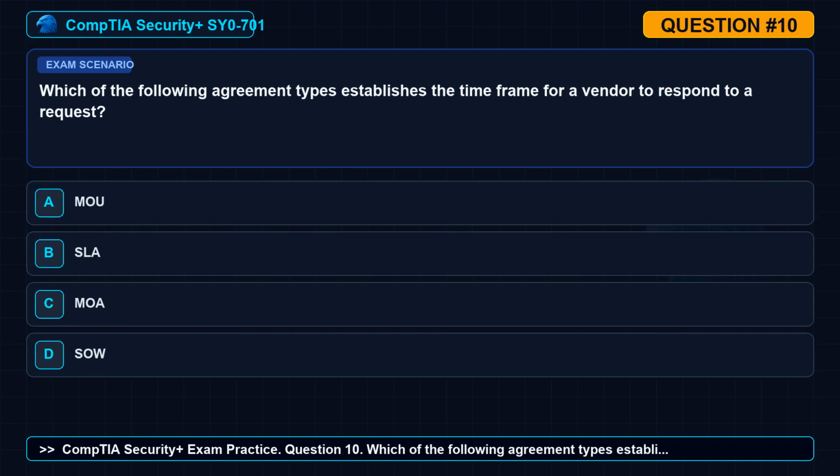CompTIA Security Plus Exam Practice. Question 10. Which of the following agreement types establishes the time frame for a vendor to respond to a request?